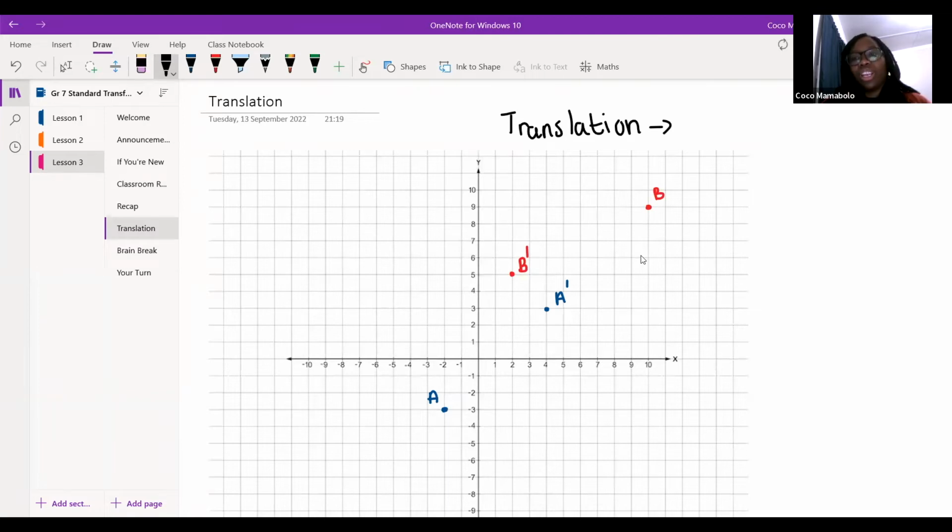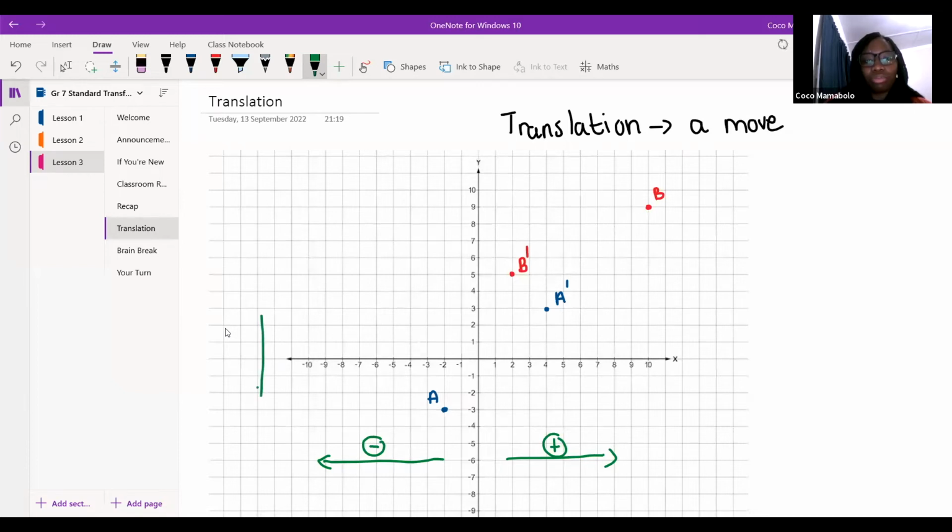I understand. You're 100% correct. It's a move. It's basically a move. So we're going to move something. And when we move these things, we're either going to move them left or right, or we're going to move them up or down. Okay. Now, I want you guys to remember from when we were doing integers. Okay. If I move something to the right, then I'm going to add, this is from my integer line. And if I move something to the left, I'm going to minus, I'm going to subtract. Same thing, if I move something down, I'm going to minus. And if I move something up, I'm going to plus.